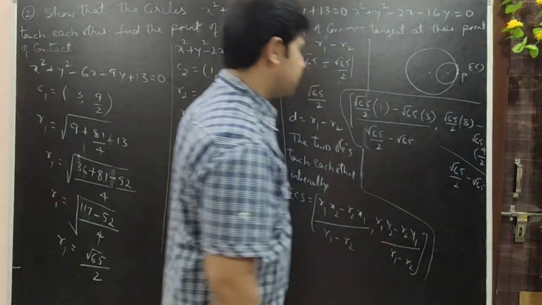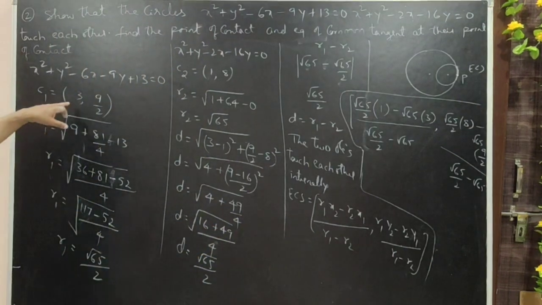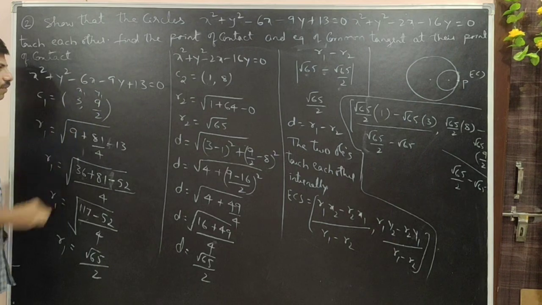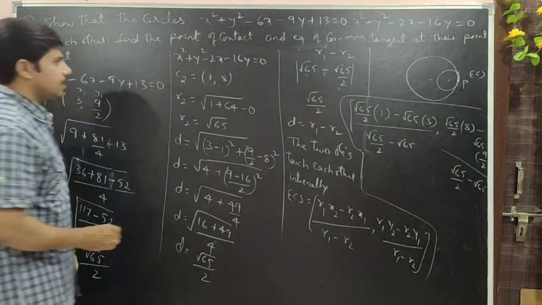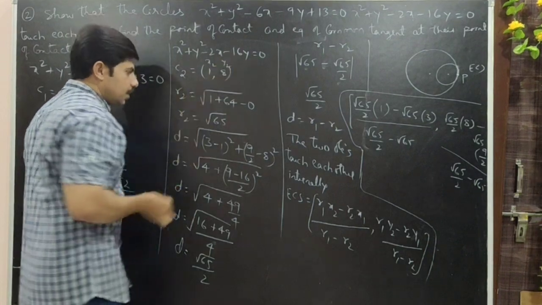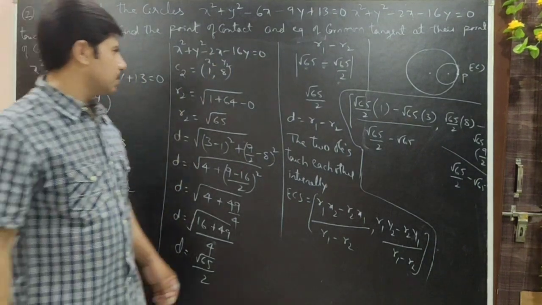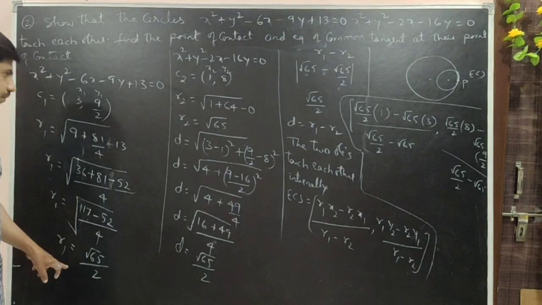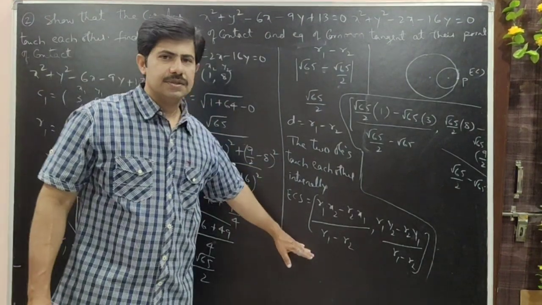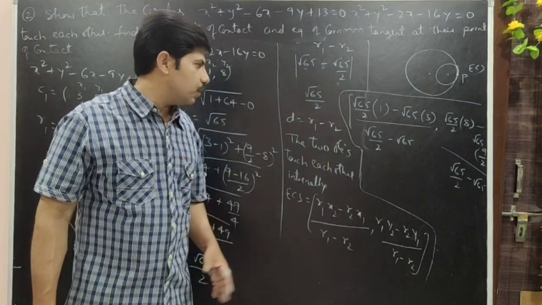See, what you do is, just you have the centers. This is x1, y1, okay? x1, y1 is 3, 9 by 2. x2, y2 is 1, 8. R1 is nothing but, already we have, root 65 by 2, R2 is root 65. Substitute in this ECS. After substituting, we will simplify.